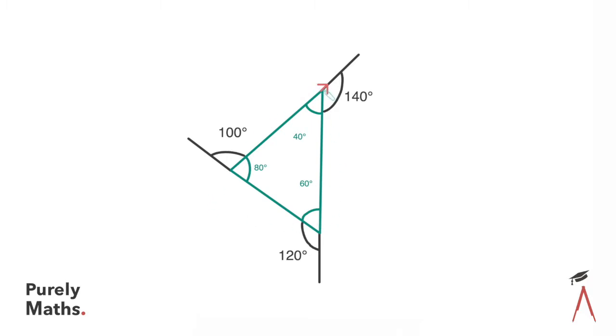So to do that, you would need to turn right, and I hope you can see that the amount that you turn is the same as the size of that exterior angle. So you turn through 140 degrees.